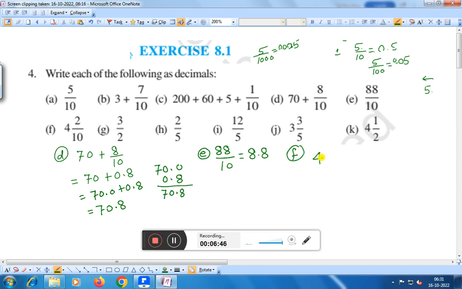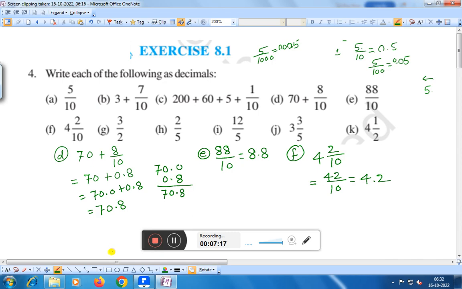Now F. What is question number F? F is 4 whole 2 by 10, right? You change it into a fraction. That is 4 into 10, 40 plus 2, 42. 42 by 10. That means you are getting 42 divided by 10. You have to shift the point left side one place. That is 4.2. This is the solution of question number F.